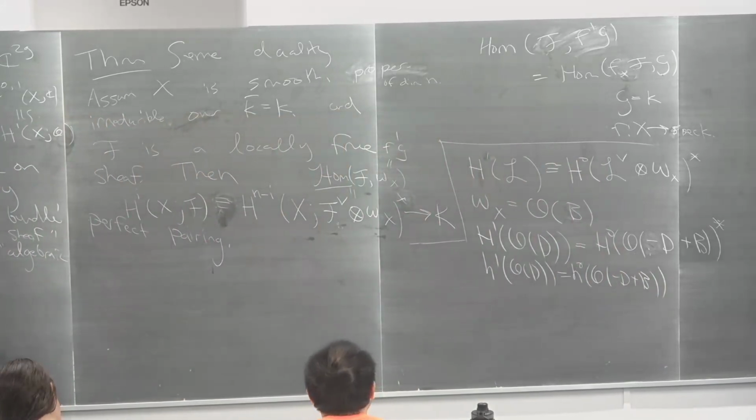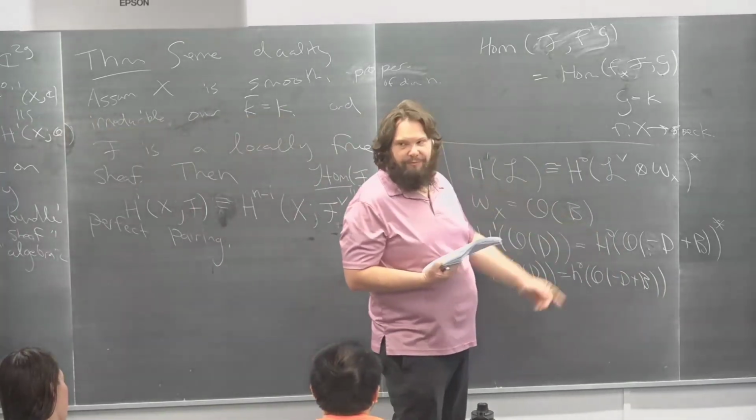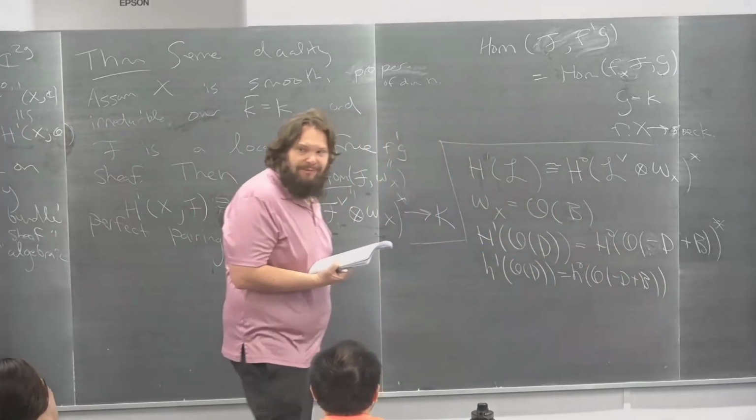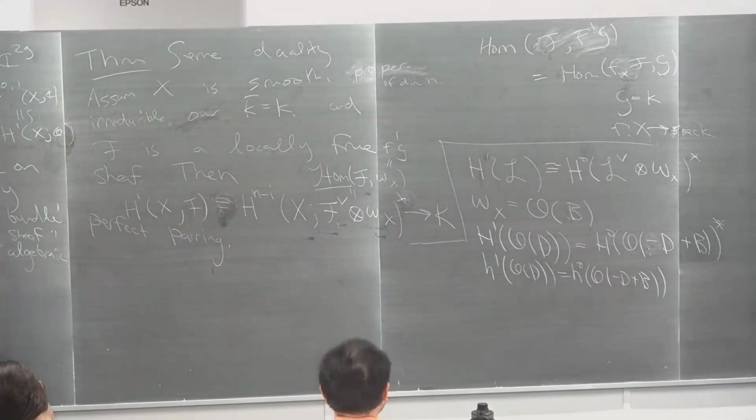Sorry? It's the divisor that corresponds to the canonical divisor, a canonical divisor. There isn't one. That just means you take a meromorphic one form and you look at the divisor it gives you.